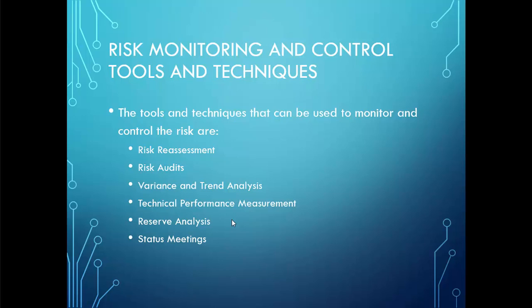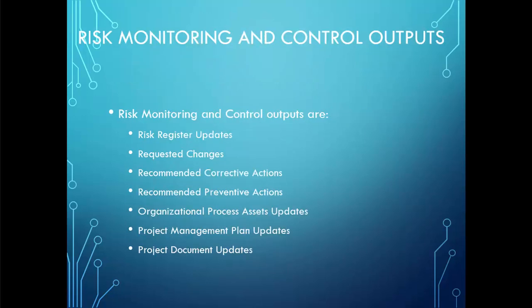The tools and techniques that can be used to monitor and control the risk are the risk assessment, risk audits, variance and trends analysis, technical performance measurements, reserve analysis, and status meetings. As a result of risk monitoring and control, the risk register will be updated, changes will be documented, and corrective and preventive actions will be recommended. In addition, organizational assets and the project management plan will also be updated.